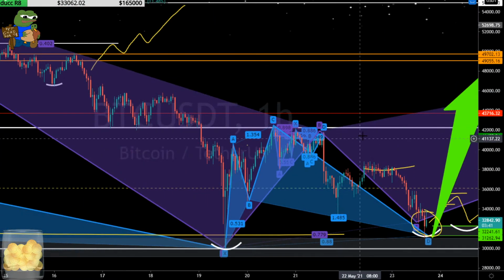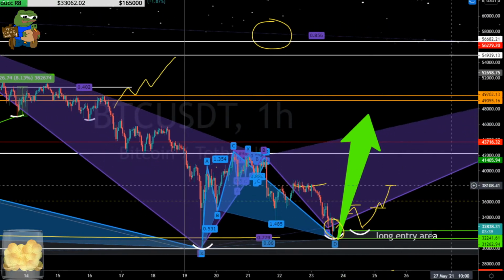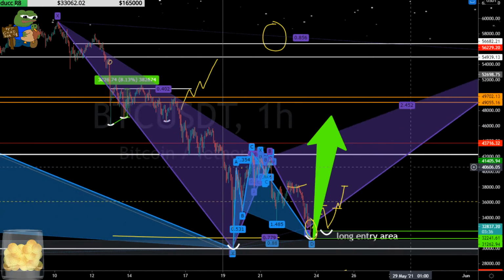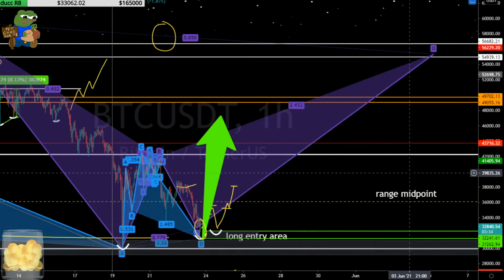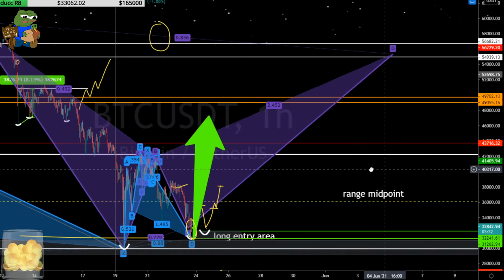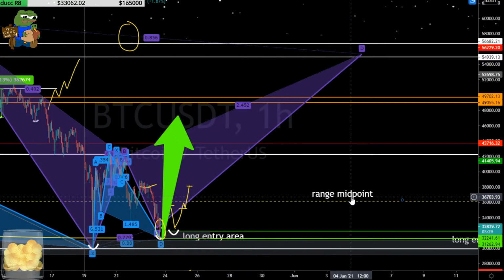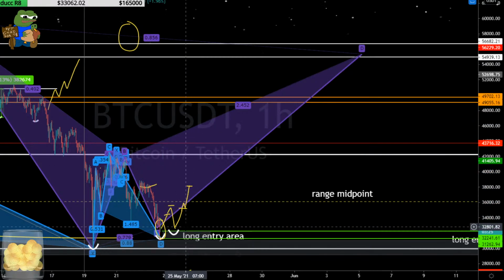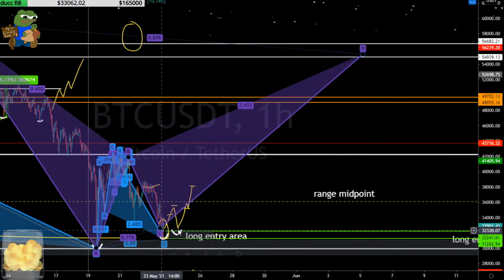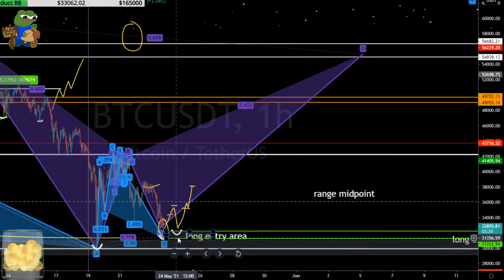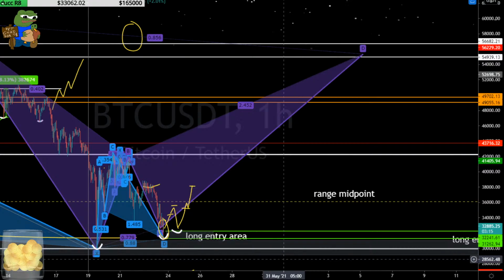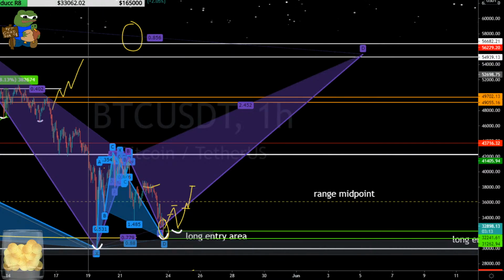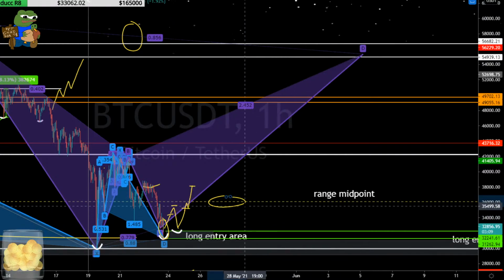Now we just need to hold here, guys. We basically have our entry. Let me get rid of this arrow. We're at the bottom of the range, putting in a slightly higher low here. It'd be nice to even paint another one like we said here. We need to get back above this range midpoint here at 36.